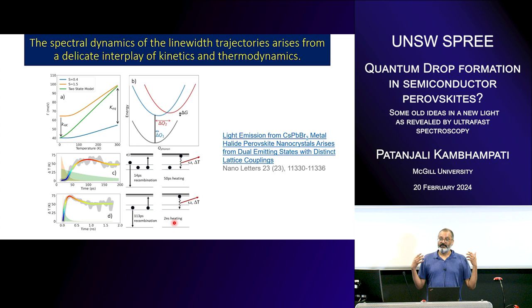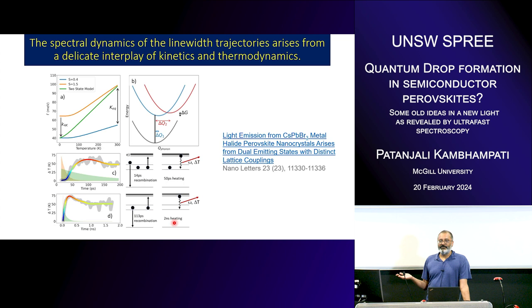But how many oscillators do we have? How many electronic states do we have? In any model, as an experimentalist, perhaps even as a theoretician, you want to have the simplest possible model that fits. Not overly complicated, because that's trivial. So the simplest possible model is one excited state, which fails to capture any of the physics that we see of our line width trajectories.